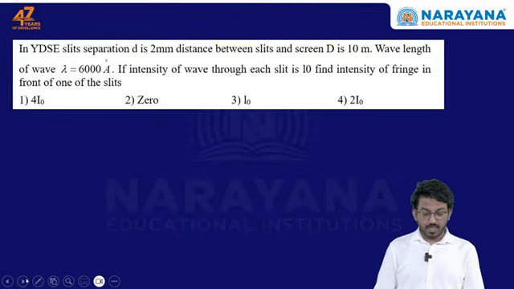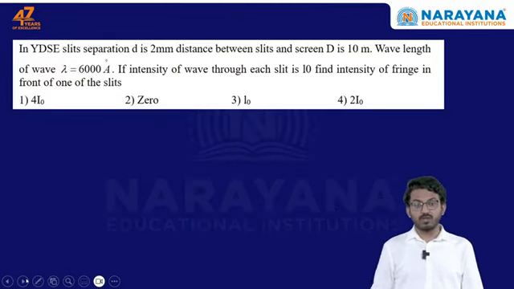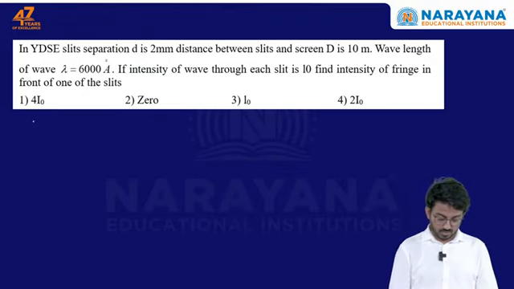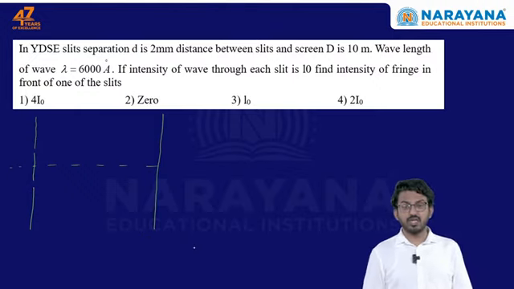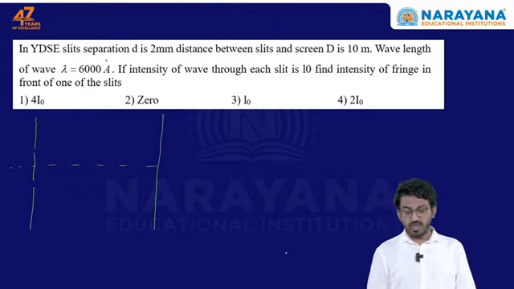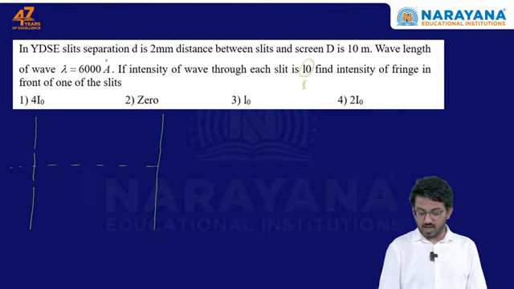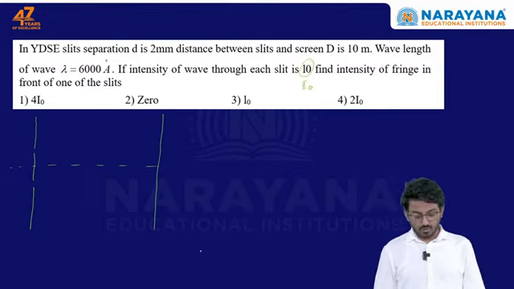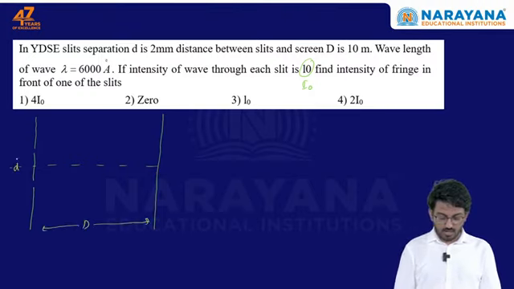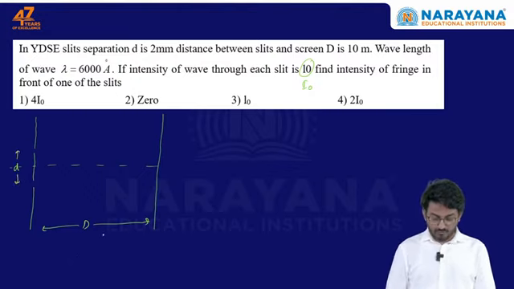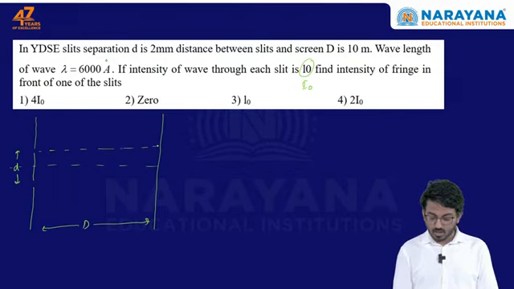Going further, this is a question based on Young's double slit experiment, and so we can draw a diagram here. These are the two slits. This is the screen, and they are asking for the intensity in front of one of the slits, and each slit has intensity I naught. So the gap capital D is mentioned to be this one, and small d is the separation between the slits, like that. Now in front of one of the slits means we are talking somewhere here.